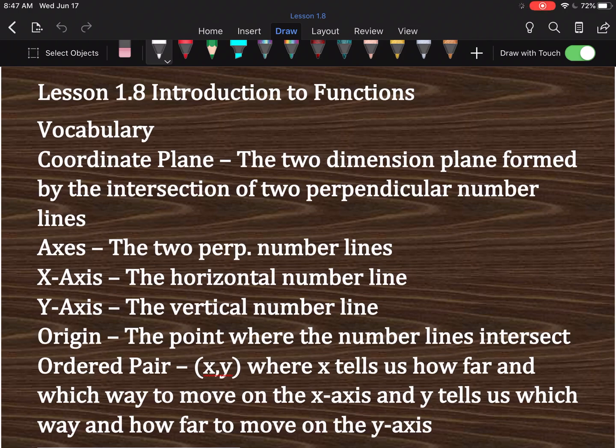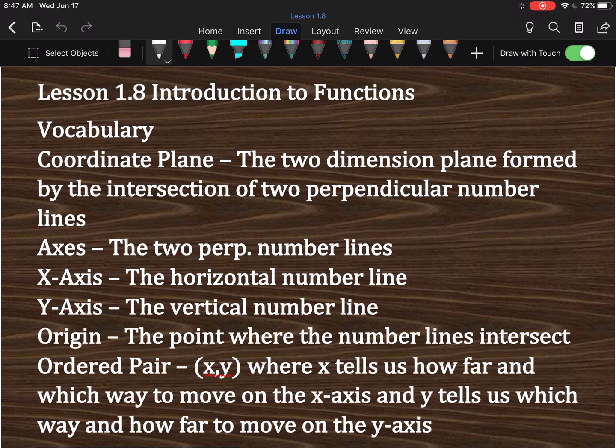Last lesson of chapter 1 now, which your book calls Introduction to Functions, but I'm going to say this is massive review. Absolutely massive review. So, the coordinate plane is the two-dimensional plane formed by the intersection of two perpendicular number lines.